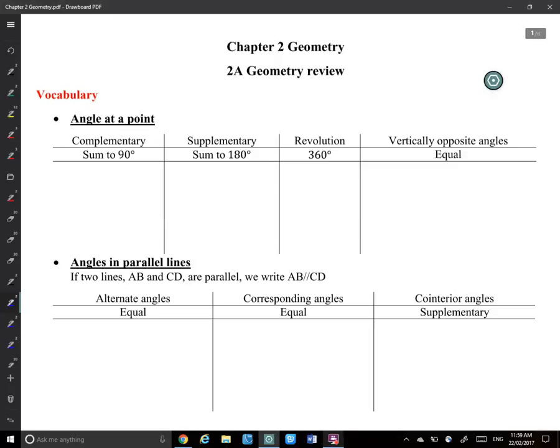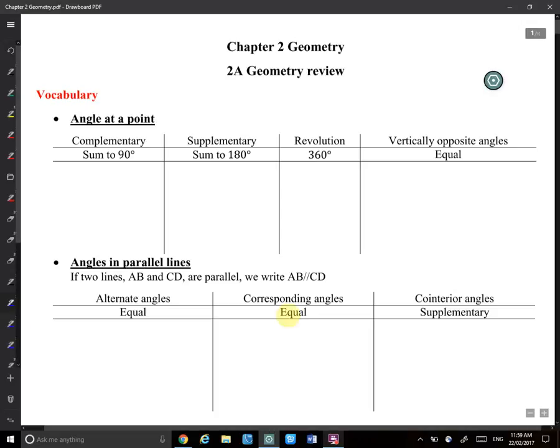We have geometry reviews. Okay, we review some definitions. First of all, some vocabulary. Angle at a point. If you talk about angles, we can talk about complementary, supplementary, revolution, and vertically opposite angles. So what is complementary? Complementary angles are angles that sum to 90 degrees.